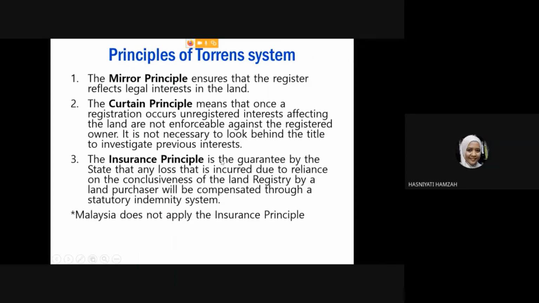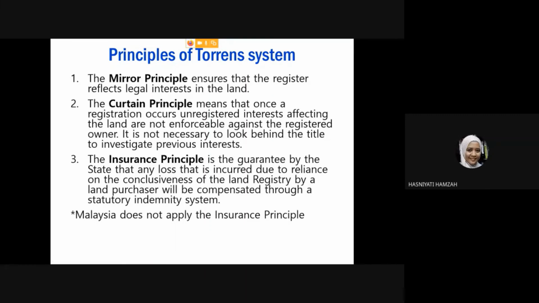The insurance principle is the guarantee by the state that any loss incurred due to reliance on the conclusiveness of the land registry by a land chaser will be compensated through a statutory indemnity system. So it's like the name itself, the insurance principle. There is a sum of money that the government holds to compensate people who experience any loss due to the reliance on the registry.